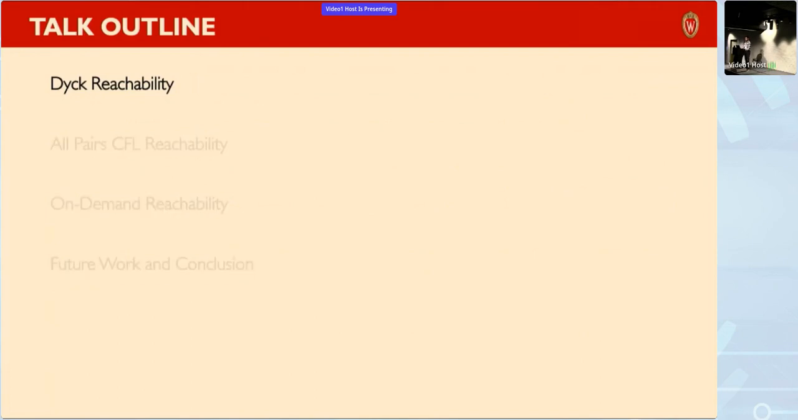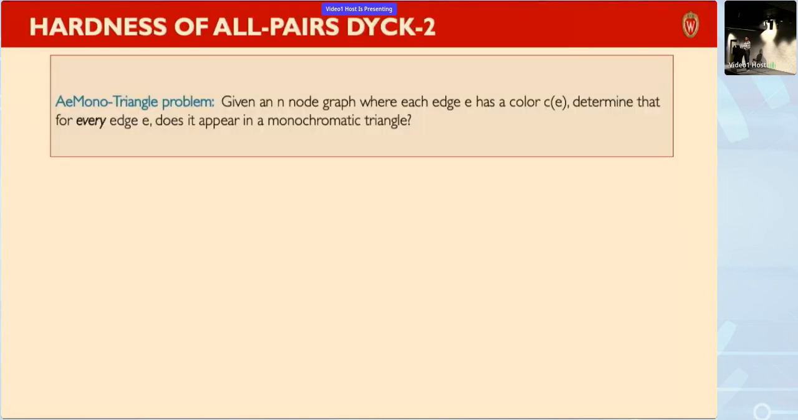Okay, so let's start with Dyck reachability. Recall that the goal here is to show the hardness of the all-pairs reachability problem for Dyck-2: we cannot do better than an n to the 2.5 minus epsilon algorithm. In order to do that, I will require the following problem called the AE mono triangle problem. It says that given an n-node graph where each edge has a color associated with it, determine for every edge whether it participates in a monochromatic triangle or not. So for every edge, if there is a triangle, all three colors should be identical.